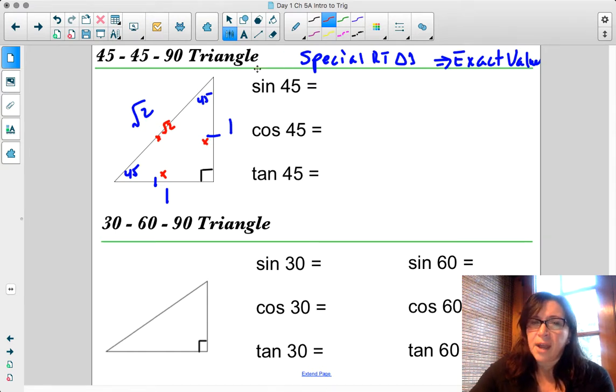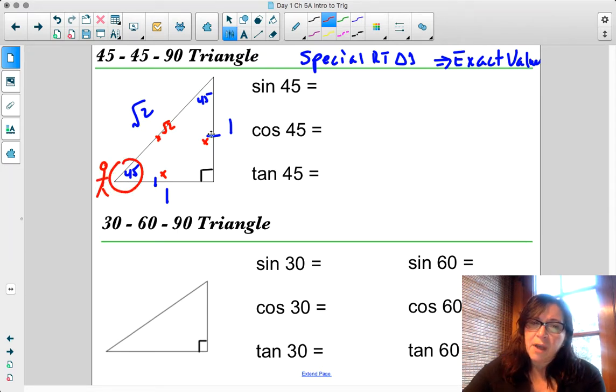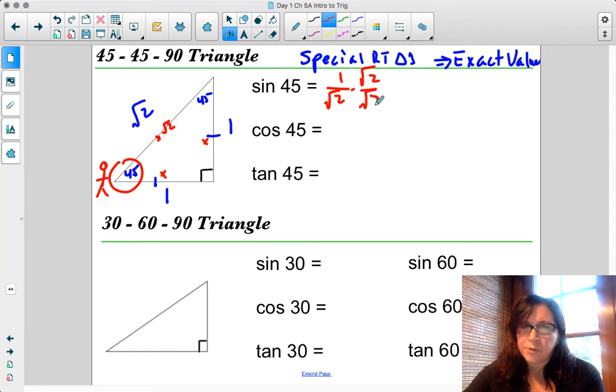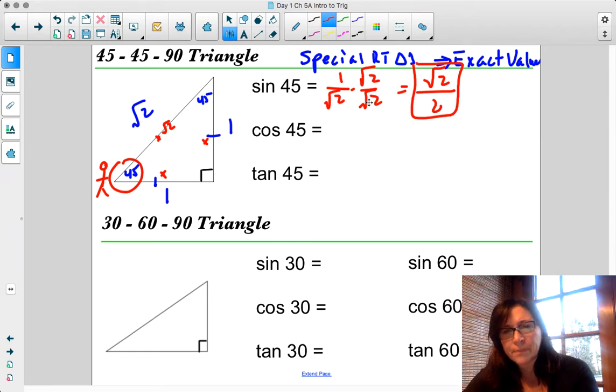So to find sine of 45, put yourself at an angle. I'm going to use B here. Sine of 45 is opposite over hypotenuse, so 1 over the square root of 2. You don't leave the root on the denominator, so I'm going to multiply by root 2 over root 2. So I get root 2 over 2. The reason is root 2 times root 2 is root 4, and the square root of 4 is 2.